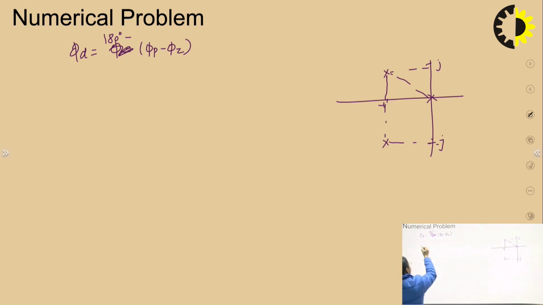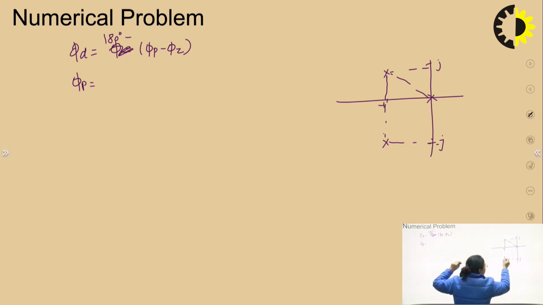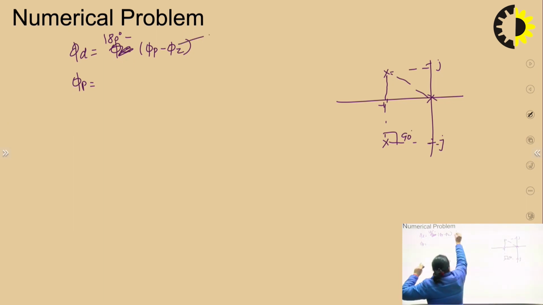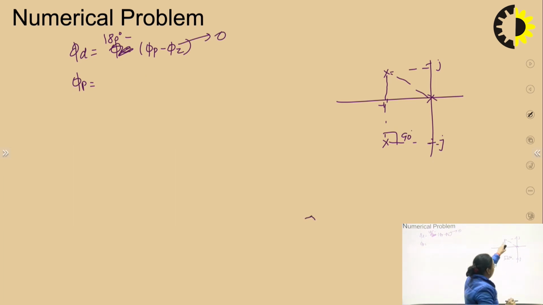Phi p is the contribution of all the poles on this particular pole, and phi z is the contribution of all the zeros on this particular pole. Phi z here is 0, since there is no zero in our question. Now I have to find phi p. This pole is contributing 90 degrees directly to this pole, right?